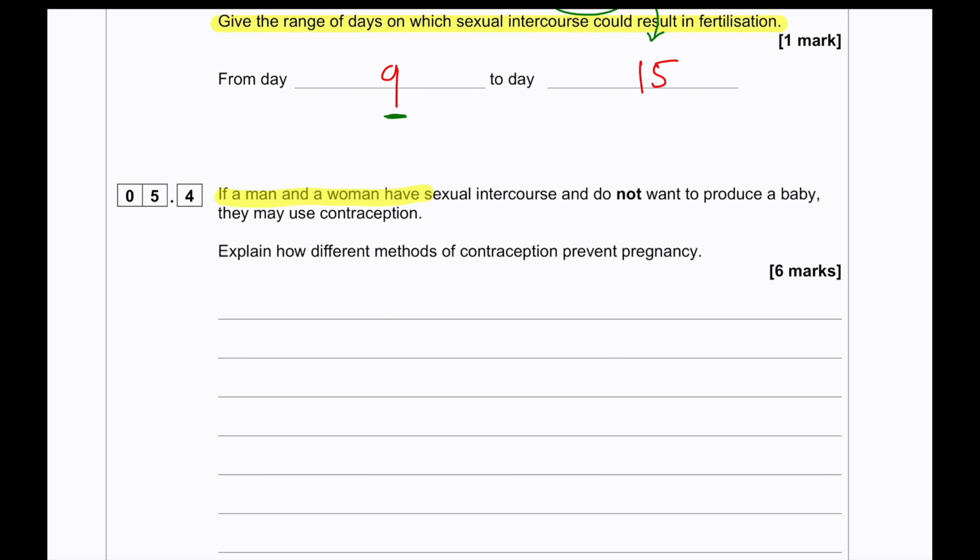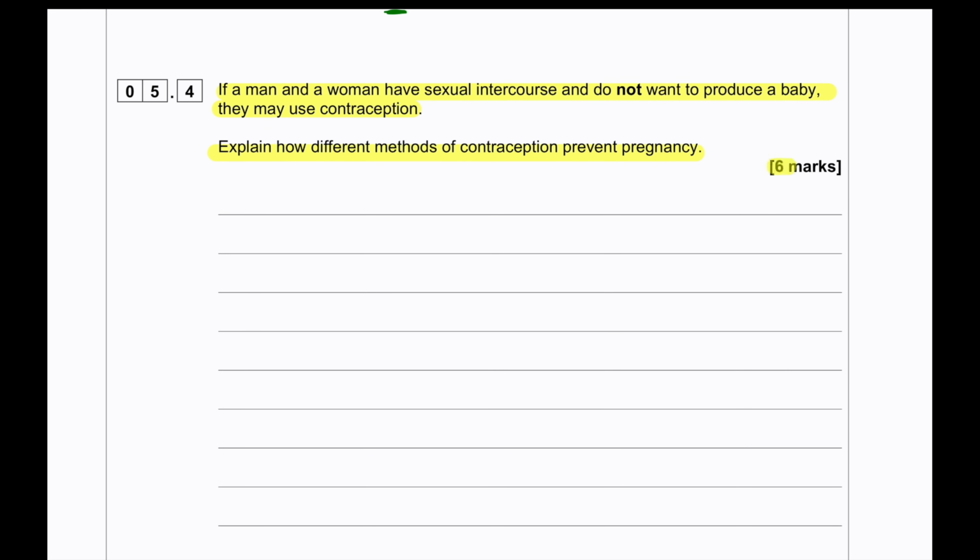If a man and a woman have sexual intercourse and do not want to produce a baby, they may use contraception. Explain how different methods of contraception prevent pregnancy. This question has 6 marks.